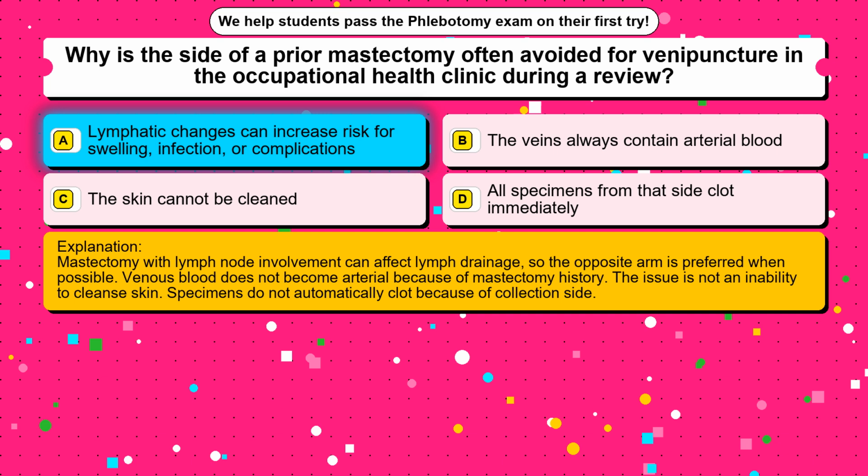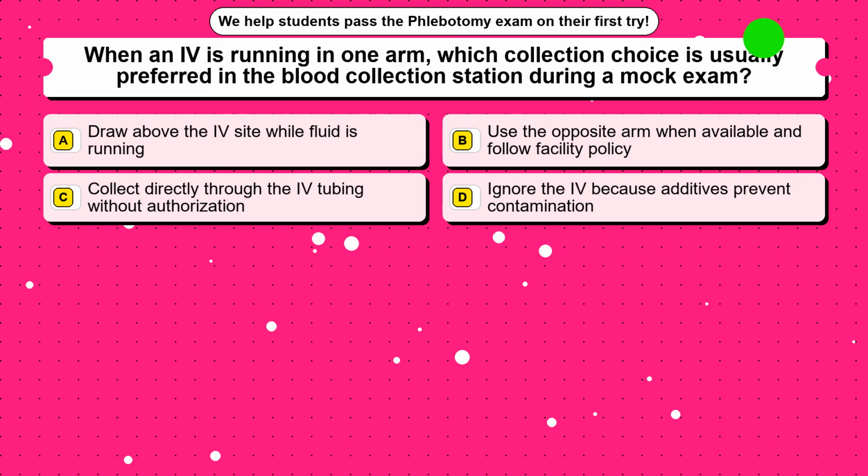Question 33. When an IV is running in one arm, which collection choice is usually preferred in the blood collection station during a mock exam? Option A. Draw above the IV while fluid is running. Option B. Use the opposite arm when available and follow facility policy. Option C. Collect directly through the IV tubing without authorization. Option D. Ignore the IV because additives prevent contamination.